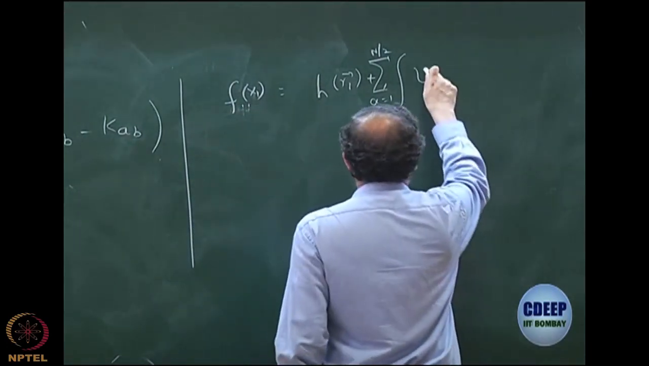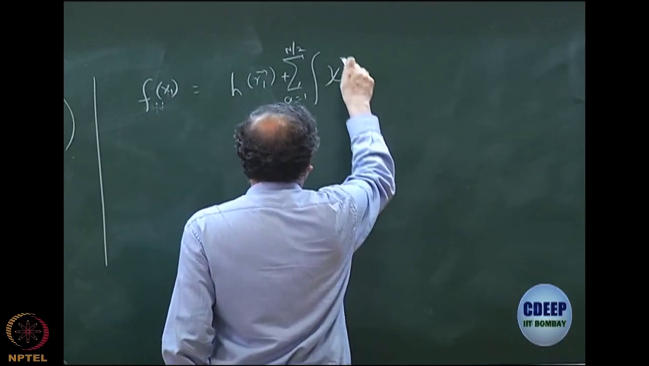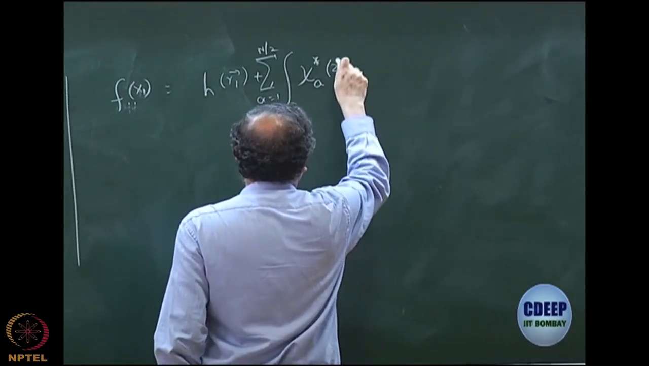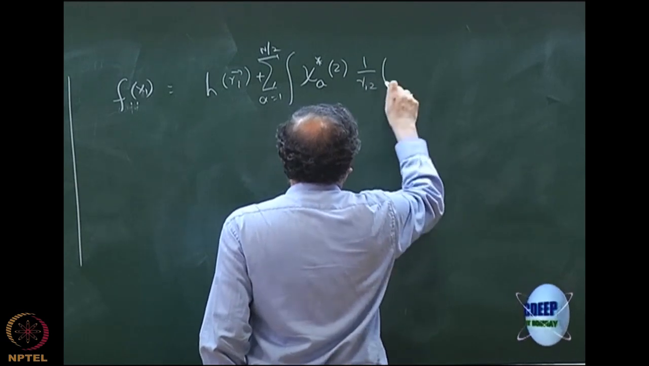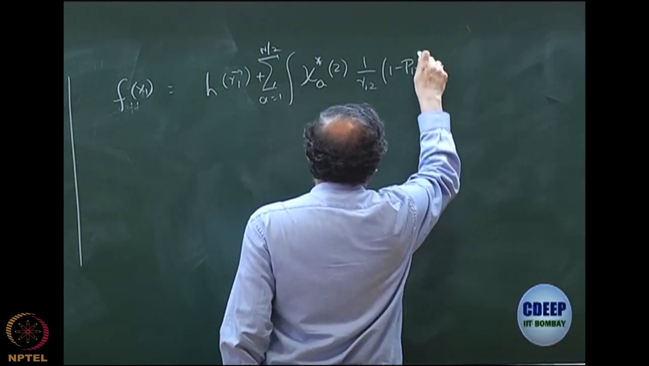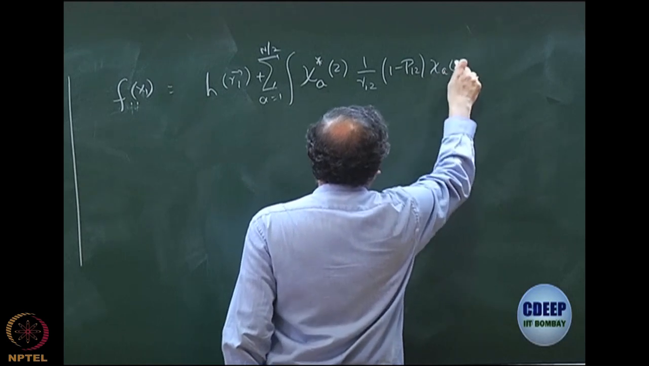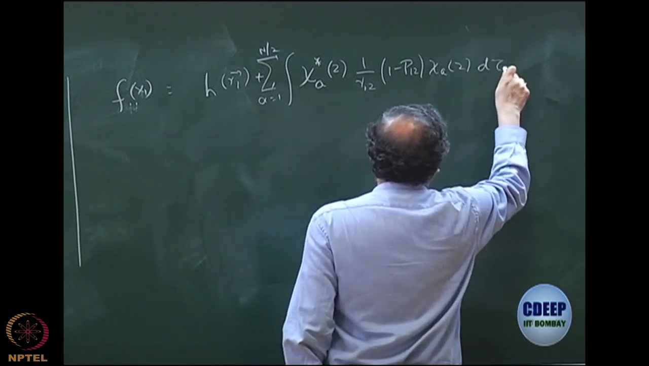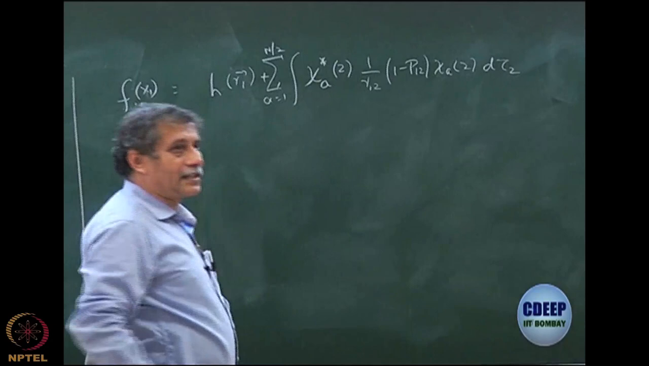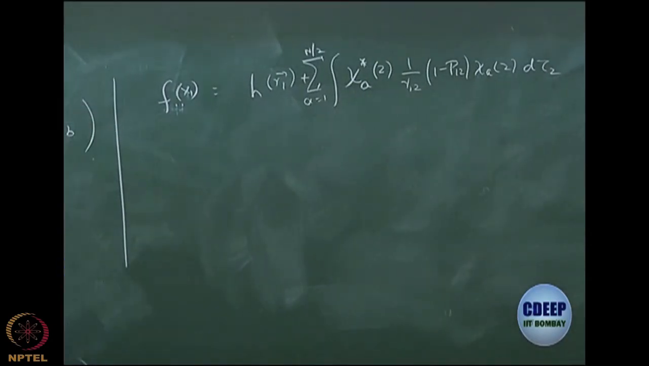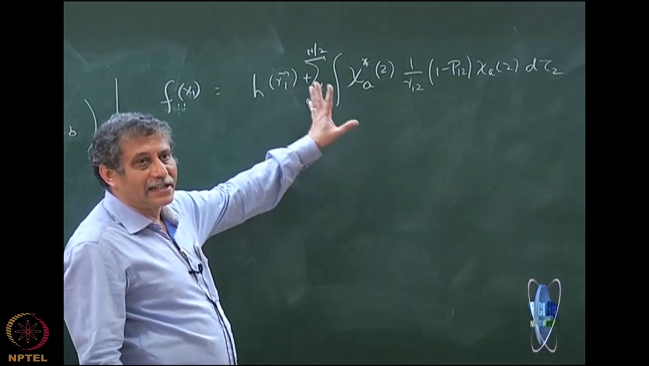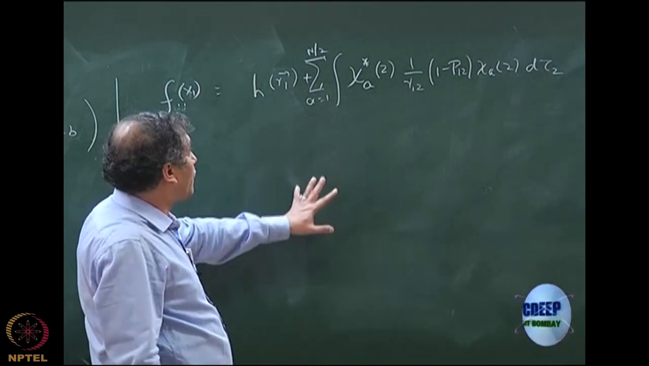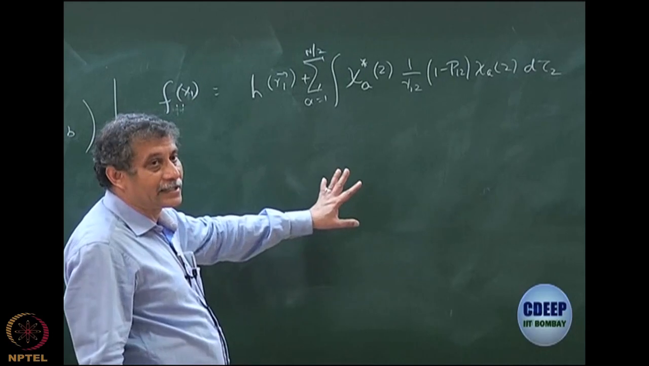Chi j, I have used A, so please remember. Chi A star 2, correct. Then 1 by r 1 2, 1 minus P 1 2, chi A 2, d tau 2. I think some people had even difficulty in writing this. I want to mention we had used j, I am using A, it does not matter. That is one thing you have to be very comfortable with, which is writing the indices.